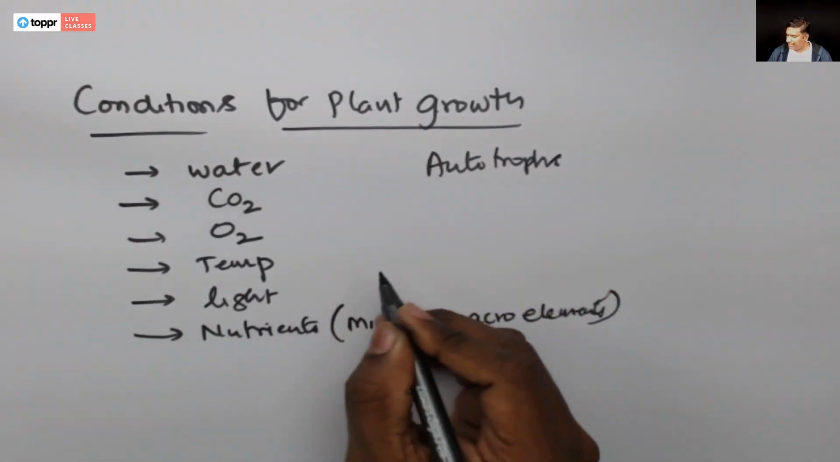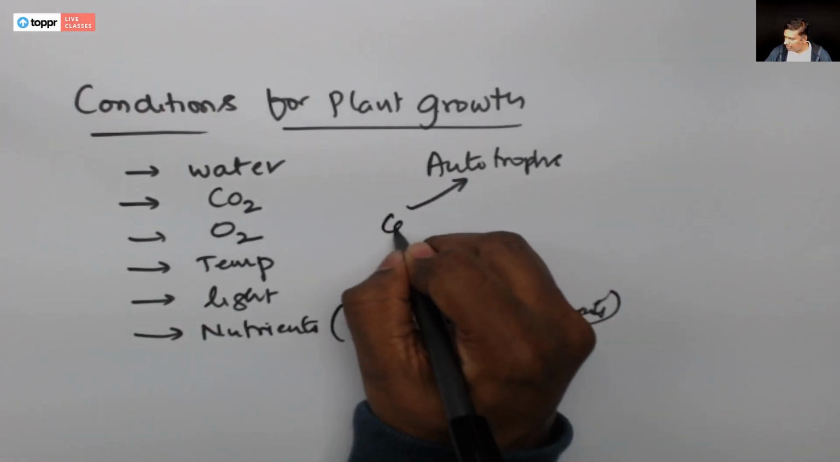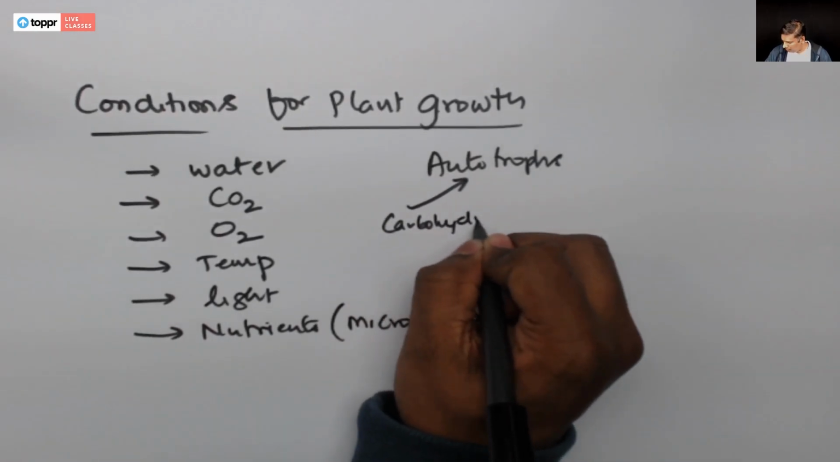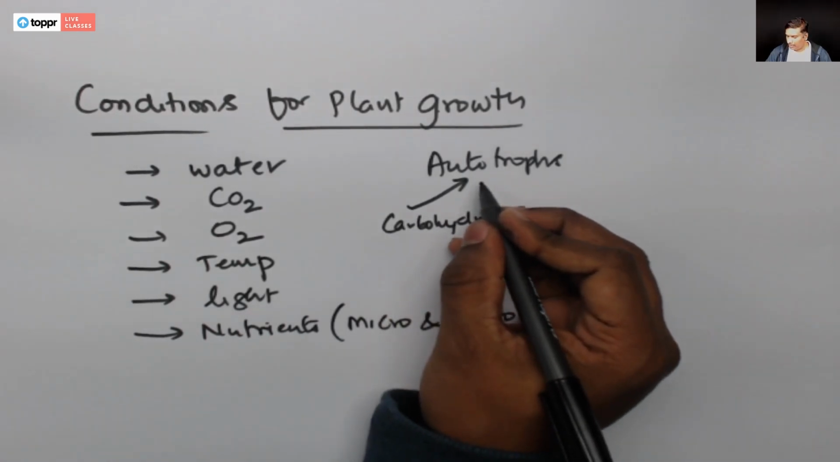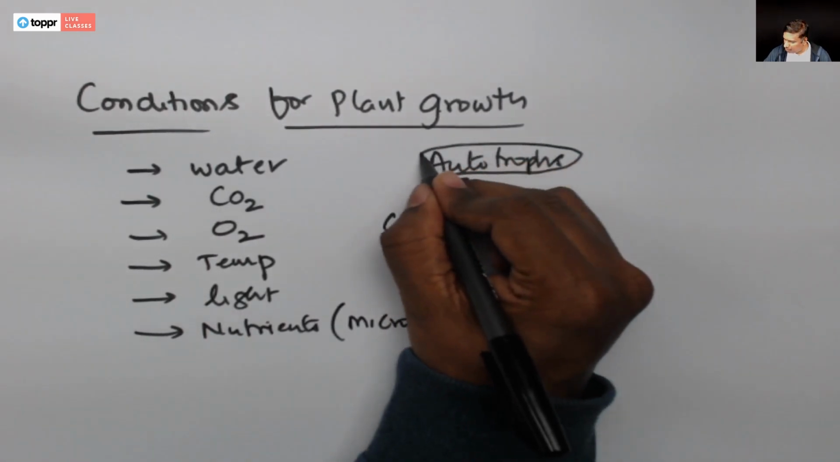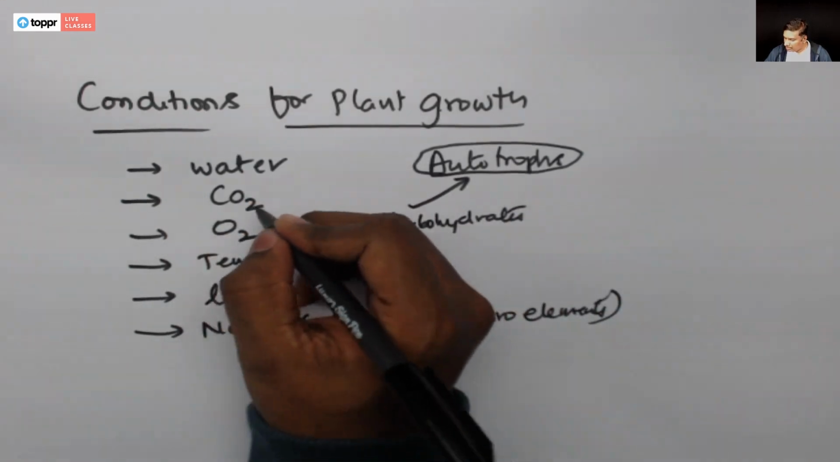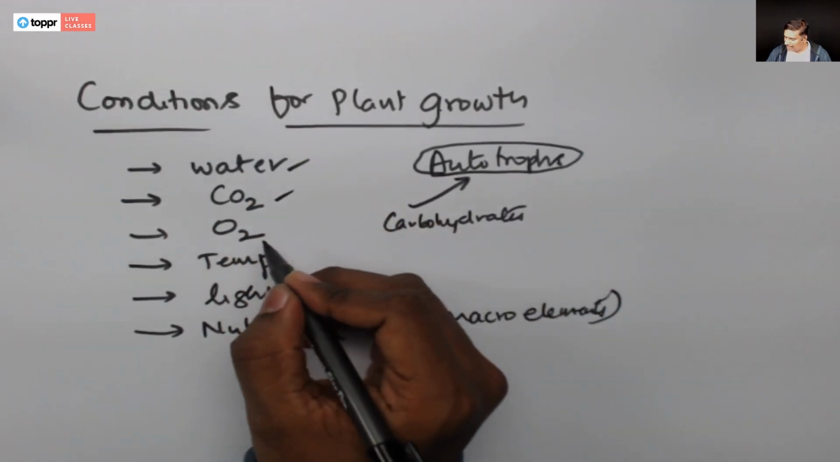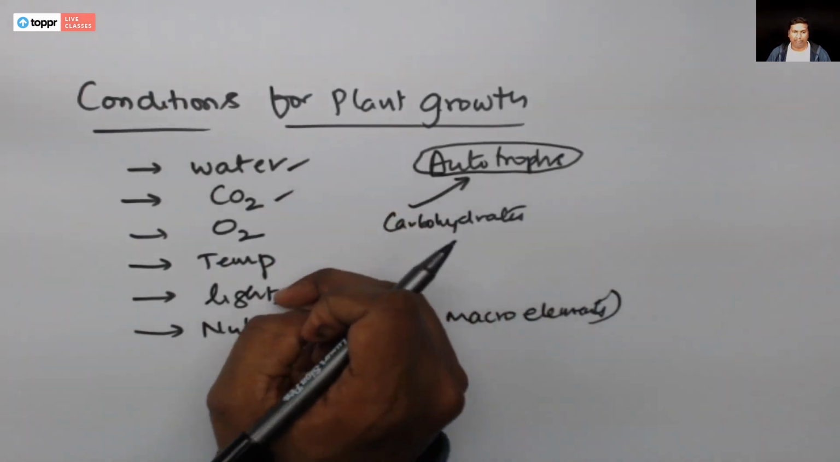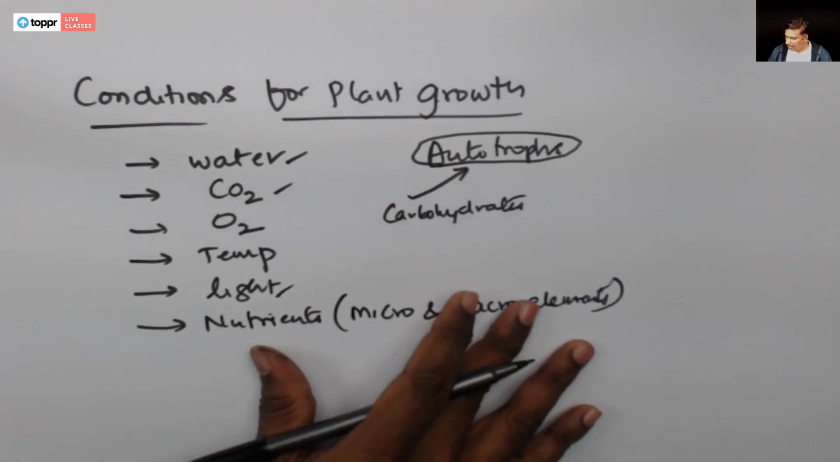Plants are autotrophs, so we don't need to give them carbohydrates like human beings or animals, because they can actually make their own carbohydrate, they can make their own food. However, they need certain components like water, carbon dioxide, light, etc. for making their own food.